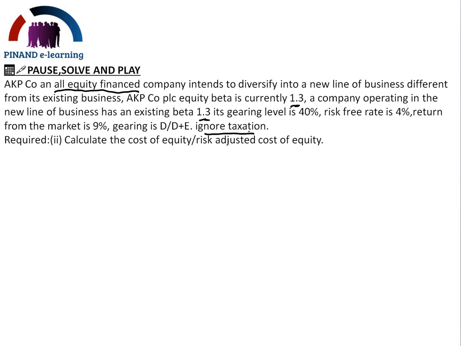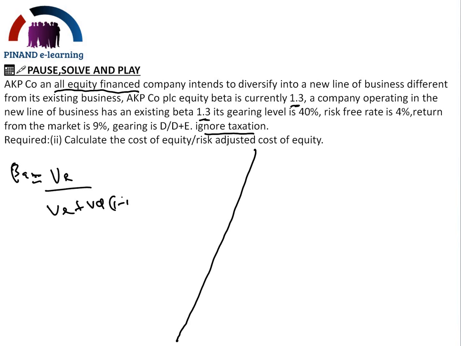Ignore taxation. So let's see. I'm diversifying into a business, but I'm all equity finance. Now, what I would do is to ungear the business risk in this new line of business I want to diversify into. Remember the ungearing formula: BA is equal to VE over VE plus VD(1 minus T), times BE.